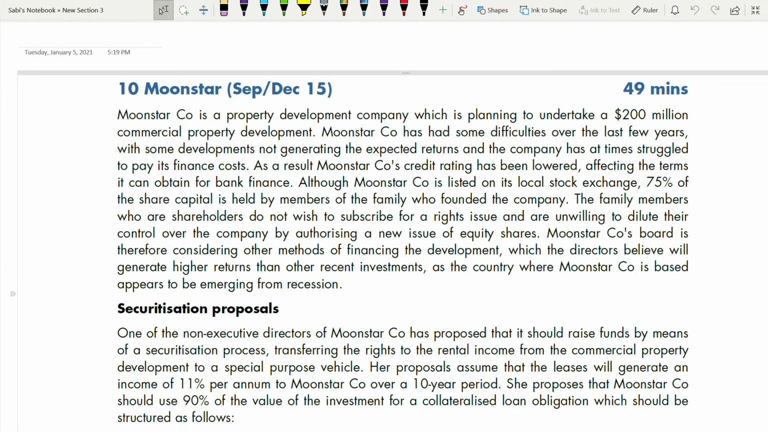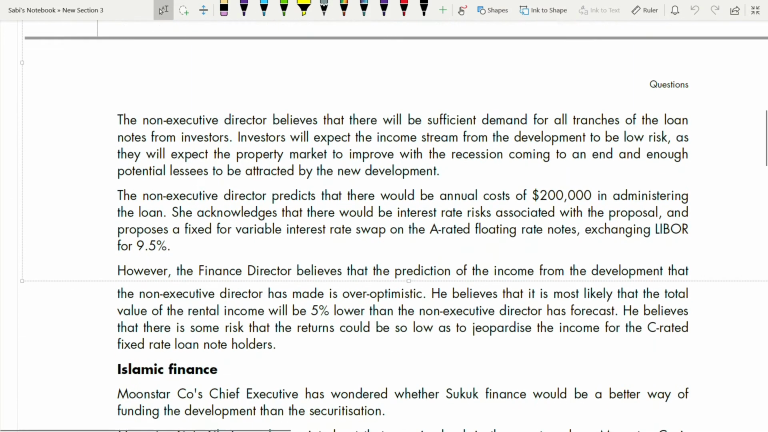Question 10, Moonstar. So this talks about securitization and interest rate swap. We are also going to talk about Islamic finance, the Mudaraba contract, and Sukuk finance. So these are the main themes we are going to cover in these questions. Okay, so let us go through the requirements first.